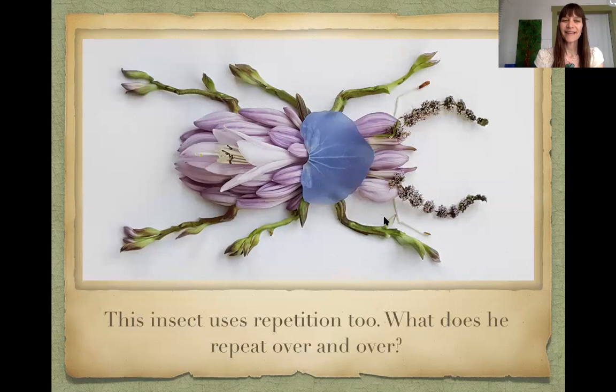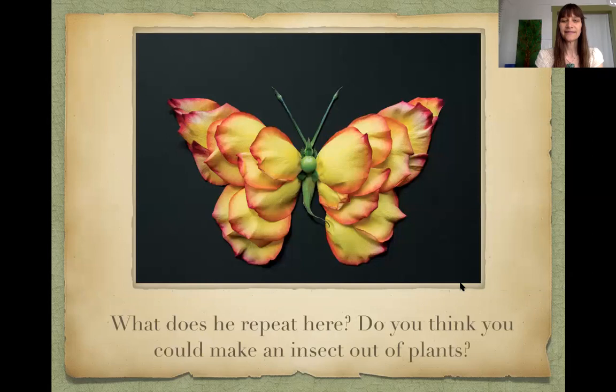If you guessed purple flower petals, you're right. Purple flower petal, purple flower petal, purple flower petal, he is using a lot of repetition. What does he repeat here? If you guessed yellow and red flower petals, you're right. Yellow red flower petal, yellow red flower petal, yellow red flower petal. And look, he used leaves and stems to make the body. Do you think you can make an insect out of plants? You might have to try later today.